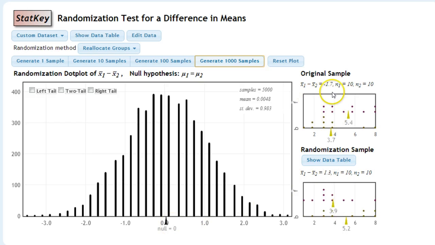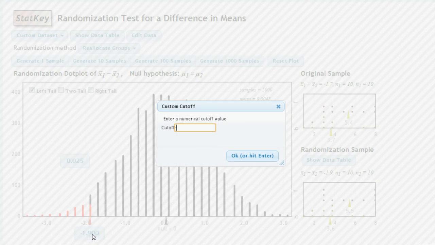We want to plug in our sample mean of negative 1.7, this is the difference between our sample means here, into our curve up here. We're going to go with a left tail, not a two-tail. I'll explain that after I type it in. So I'm going to adjust this lower end to negative 1.7.